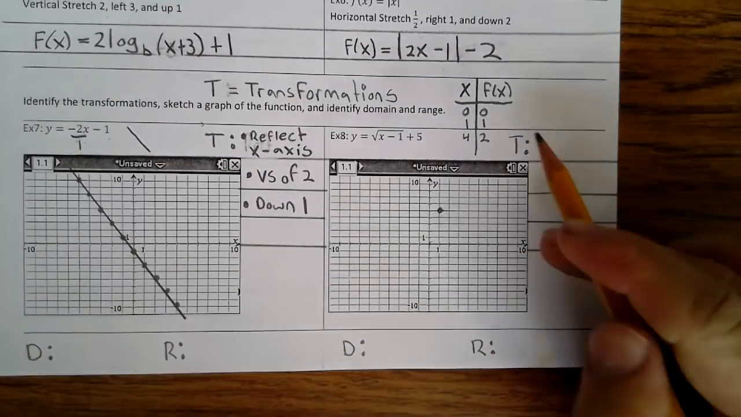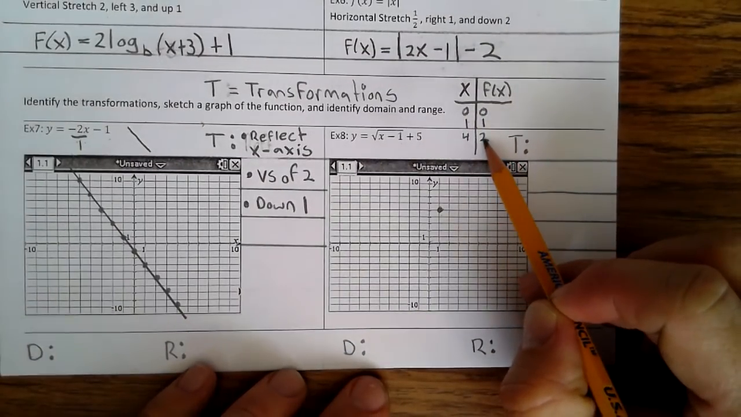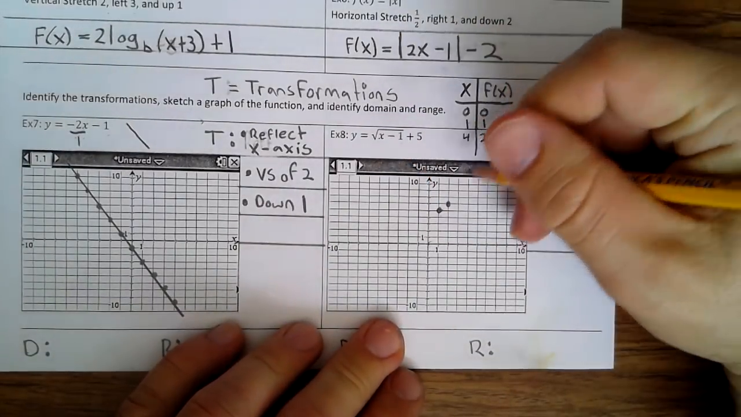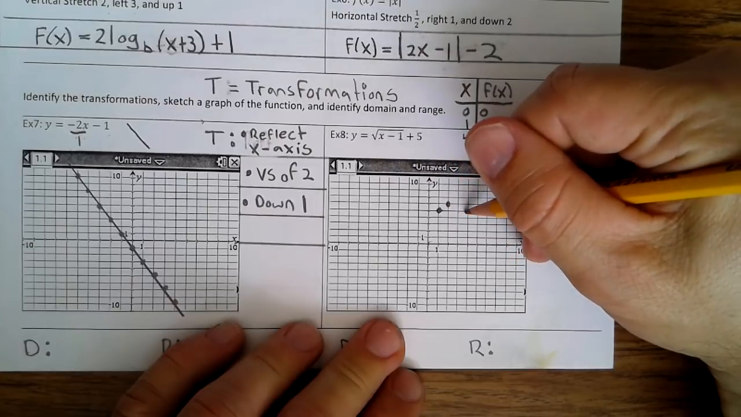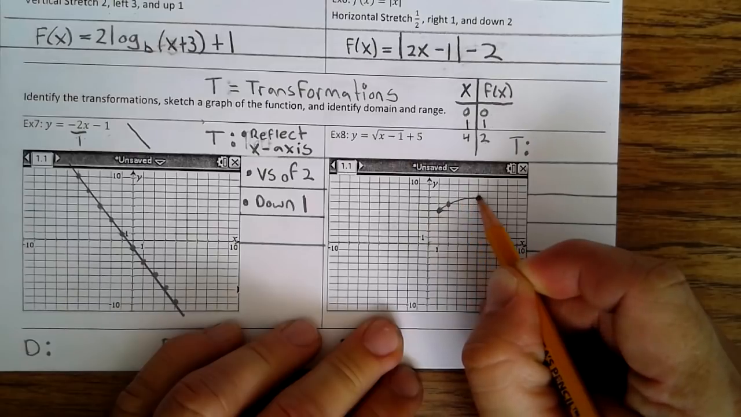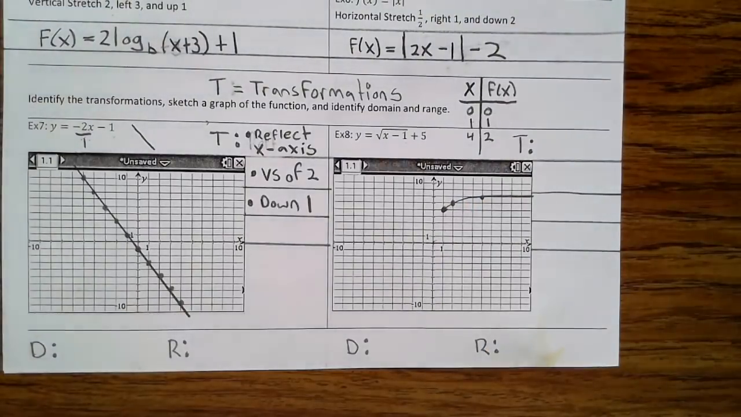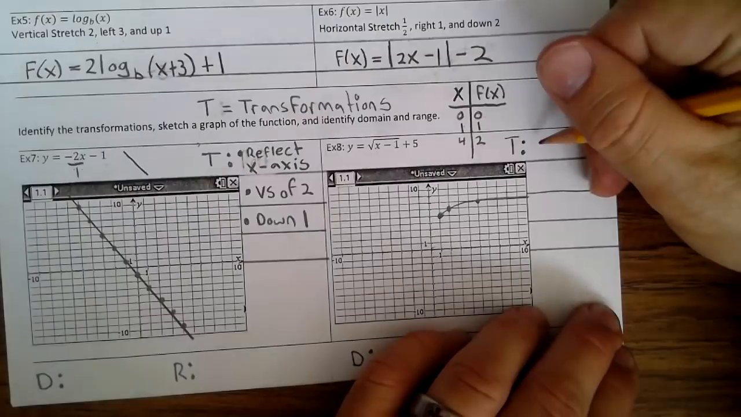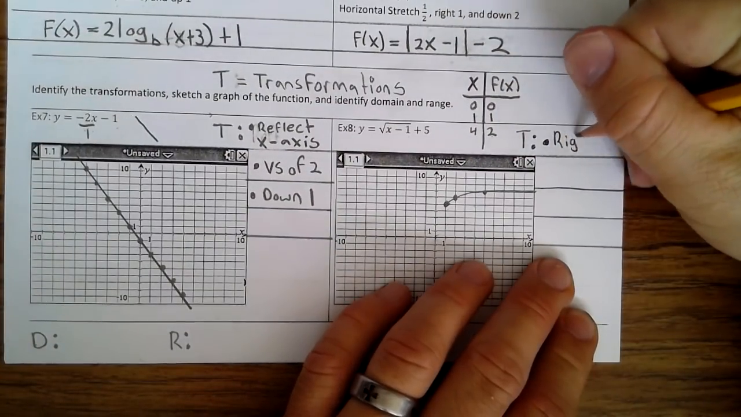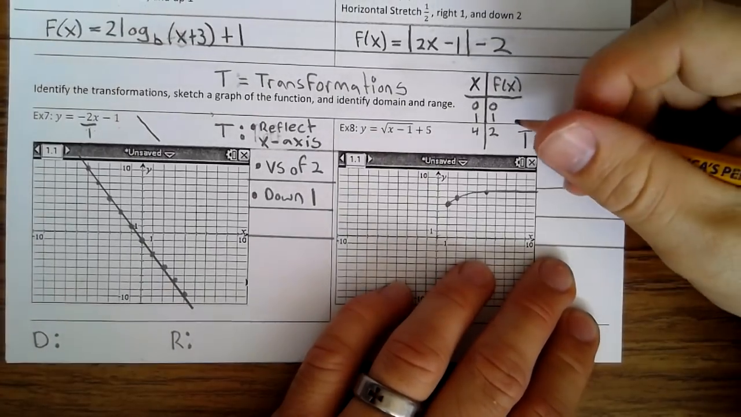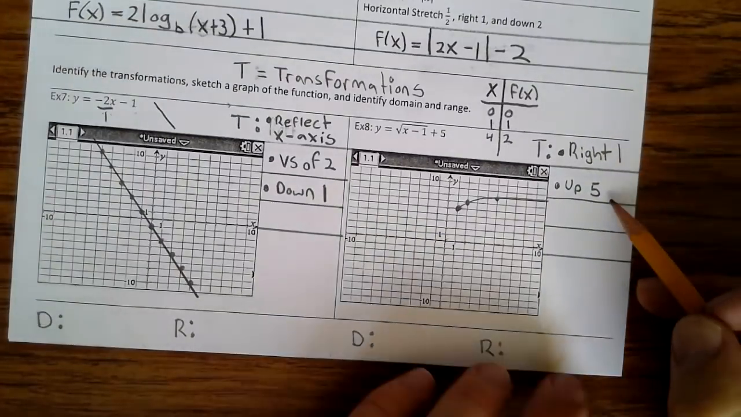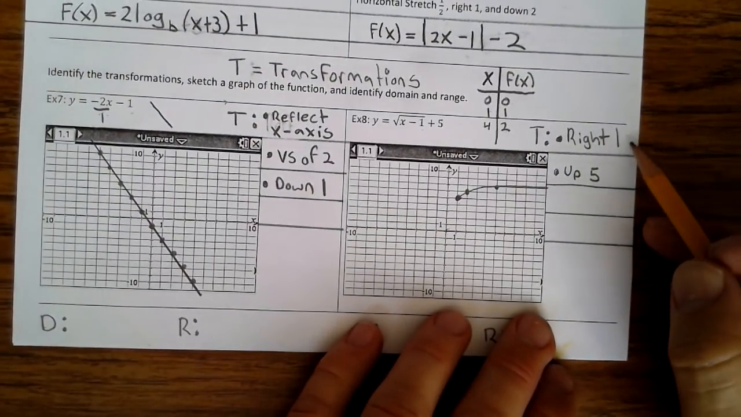Now, in order for it to be a square root function, it has to follow these directions. Okay. So we know from here we're going to go up 1 to the right 1, and to the right 4, up 2. All right, so for the transformations, we have right 1 unit, and then up 5. You really should write unit, but since space is kind of limited, I'm okay with that.